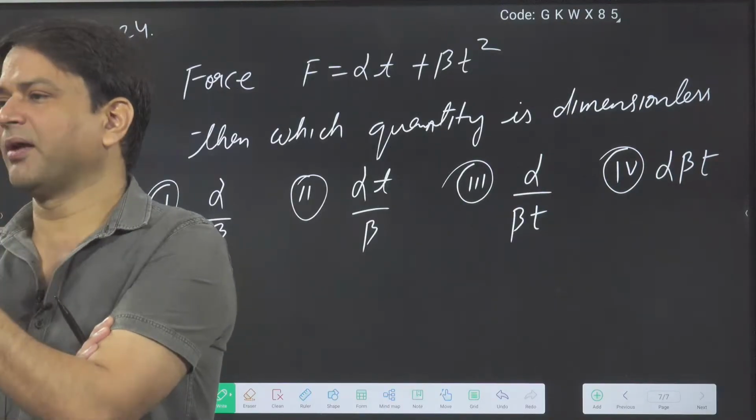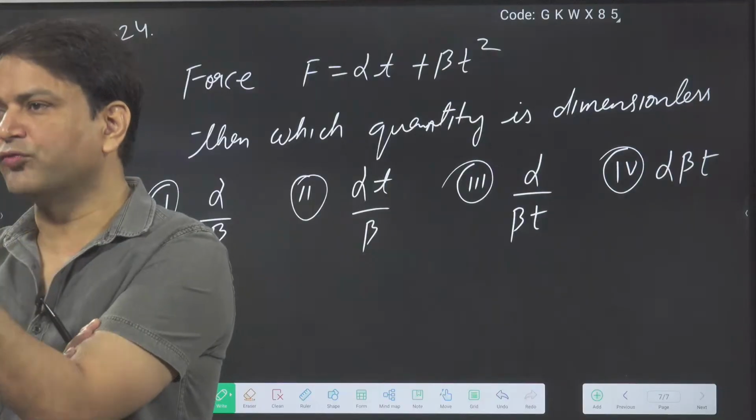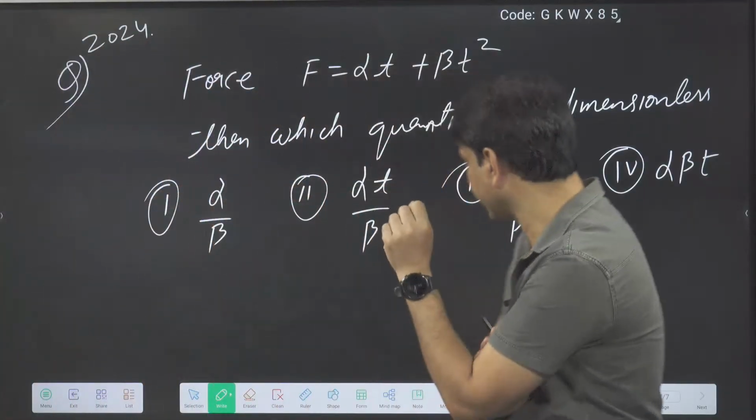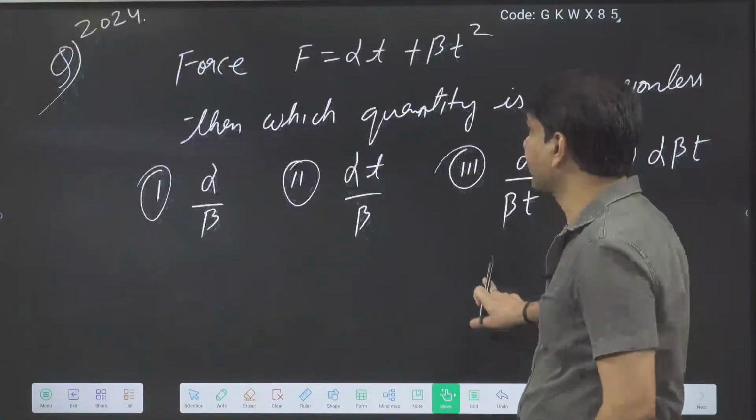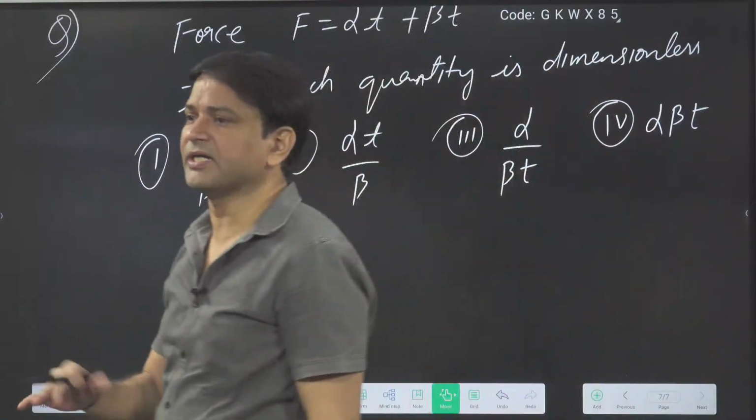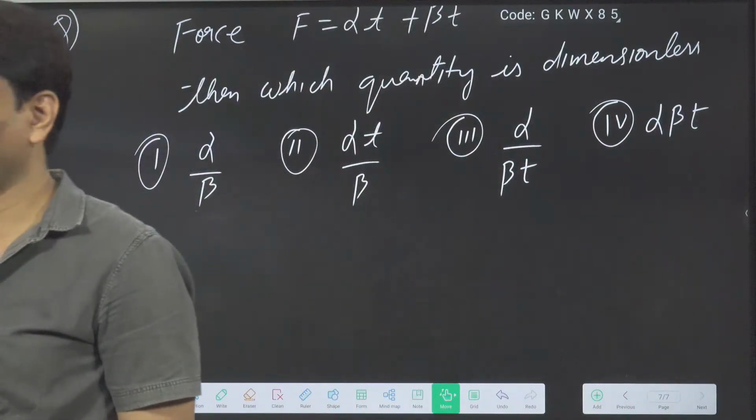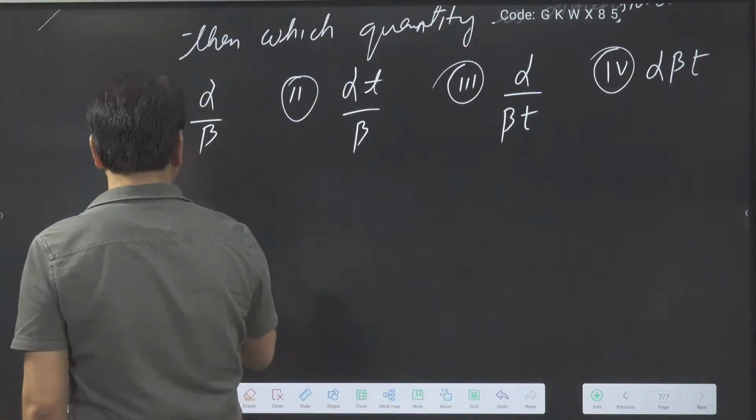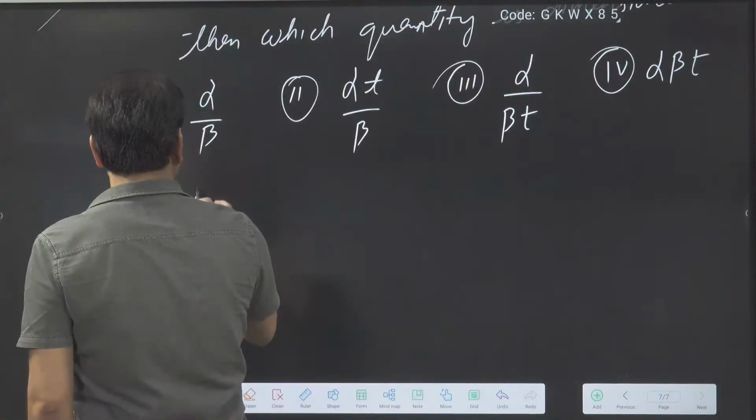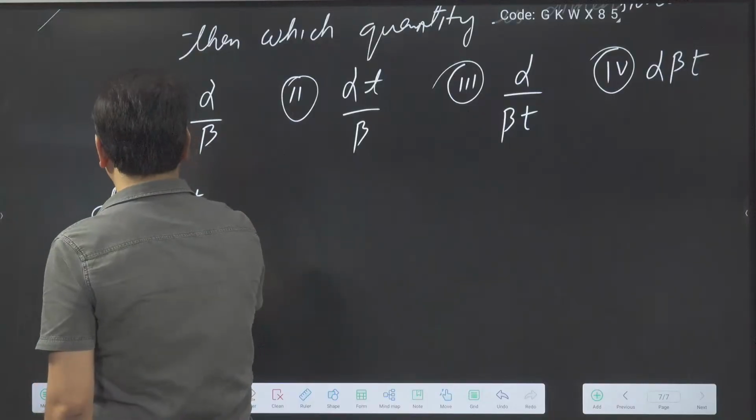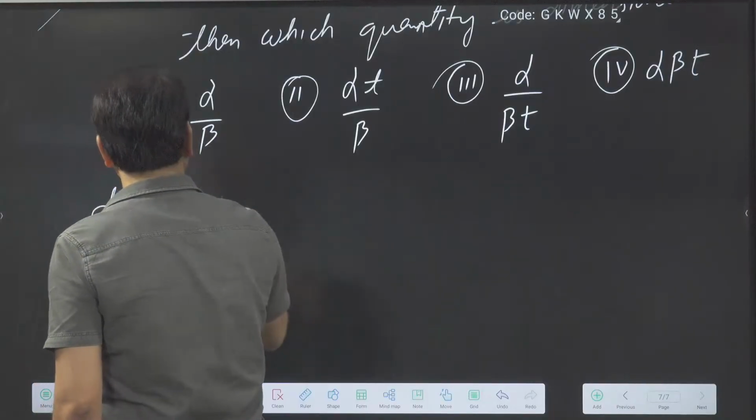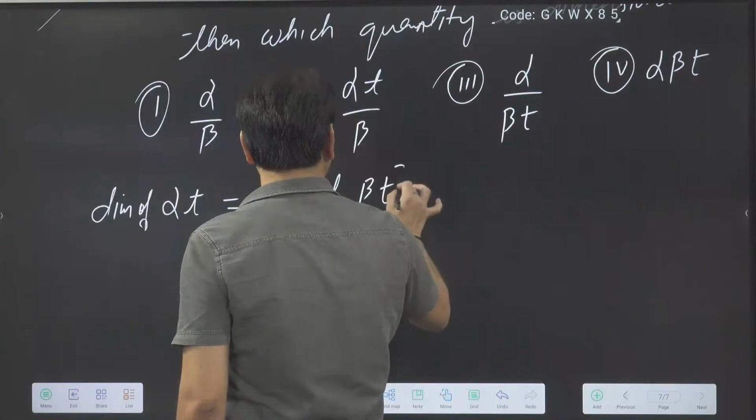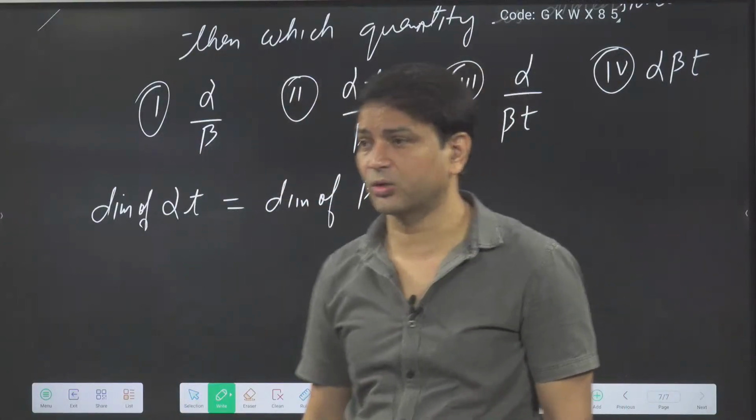Without finding any dimension, we can get the answer. How? If you are using the principle of homogeneity, then alpha T and beta T square have the same dimension. By the homogeneity, dimension of alpha T is equal to dimension of beta T square. Dimensionally both have to be the same.